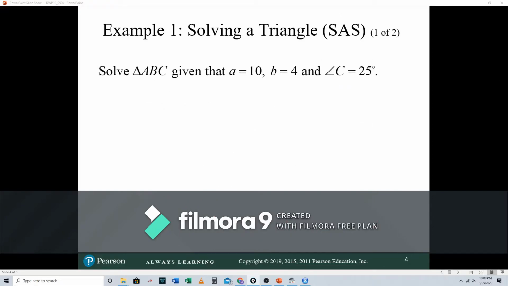So we're going to do an example problem. Here we're solving for the whole triangle. We want all the parts. So let's draw a triangle out given our information.